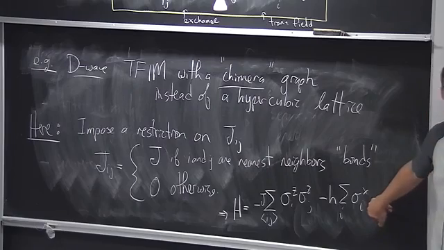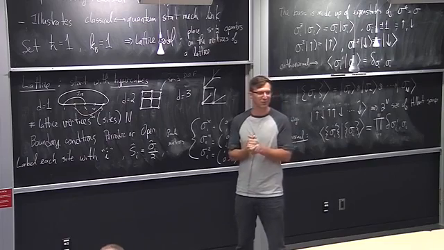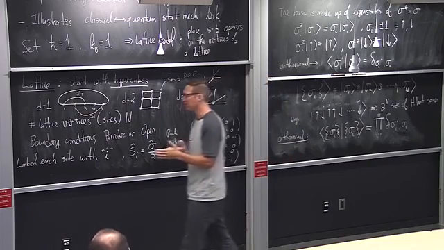Who's seen this Hamiltonian before? 4 or 5 of you. Okay, all right. So that's as slow as we're going to go in this class. From now on, we're going to start picking things up a little bit.